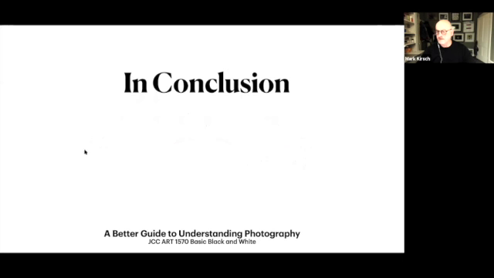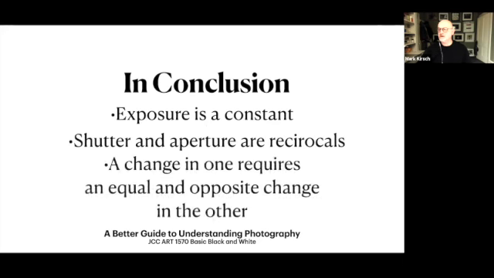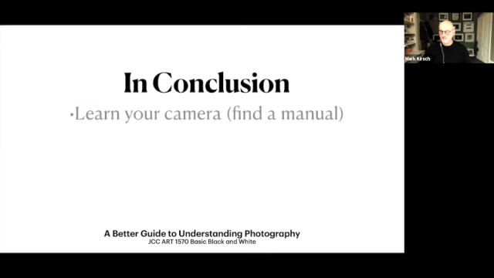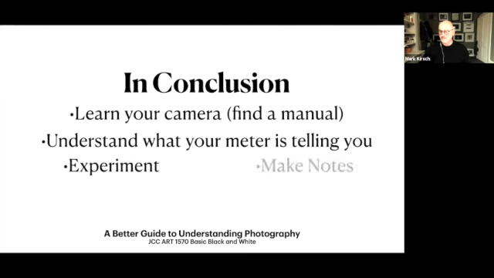Okay. In conclusion, exposure is a constant, shutter and aperture are reciprocals, a change in one causes an equal and opposite change in the other. It's like the scarecrow. Learn your camera. Understand what your meter is telling you. The meter is telling you of too much light, not enough light, just enough light. You have to know what information your camera is giving you.